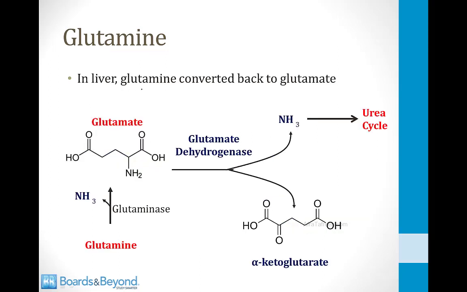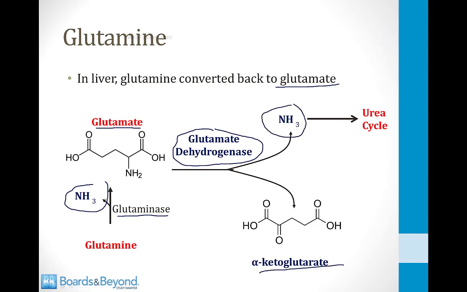In the liver, the glutamine can be converted back into glutamate. There is an enzyme called glutaminase, which will remove an ammonia group and create a molecule of glutamate. There is then an enzyme called glutamate dehydrogenase, which can break down glutamate into alpha ketoglutarate and another ammonia molecule. And then this ammonia molecule, as well as the one created by glutaminase, can both enter the urea cycle because now we are in liver cells, which is where urea metabolism occurs.